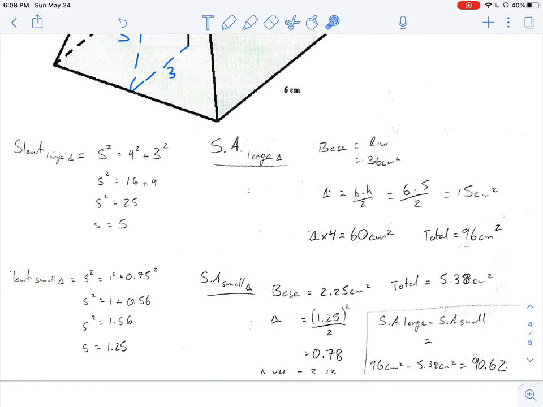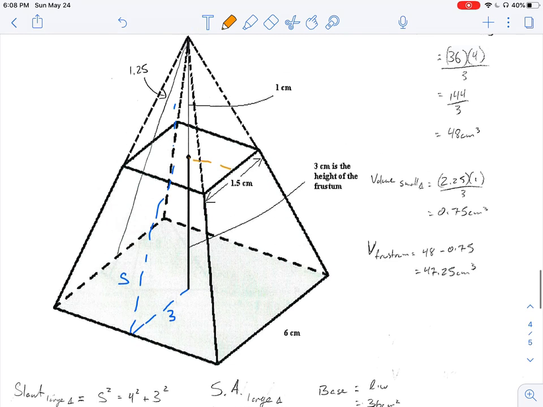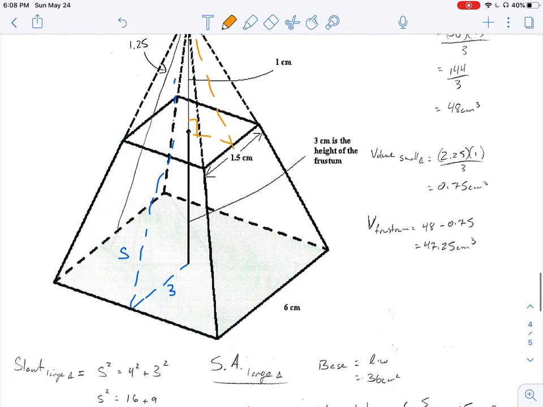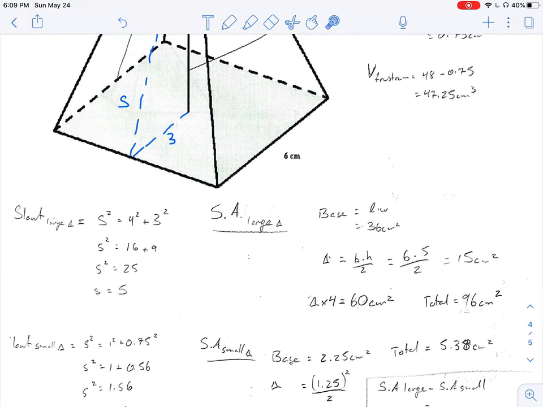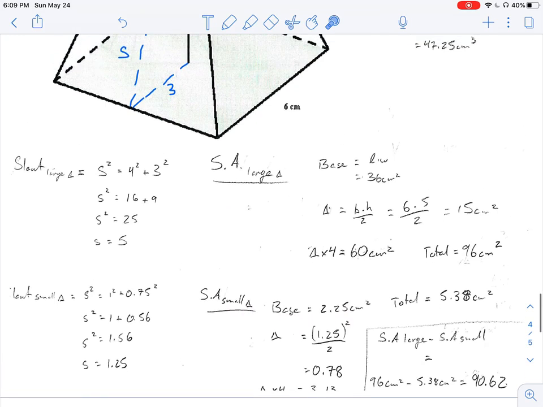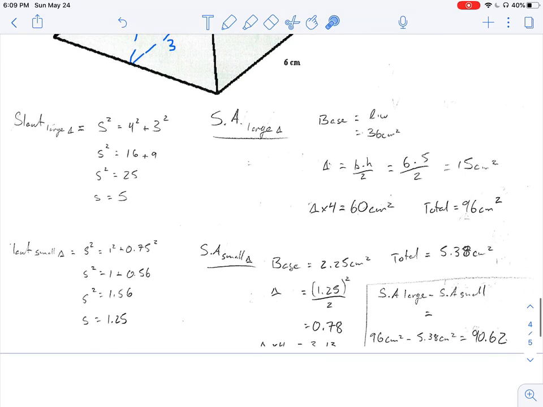Then we have the slant of the small. So the small slant here, I'll draw it with a different color. Orange kind of works. And then that slant like this. There we are. So we have 1 squared plus 0.75 squared, which would then give us a slant height of 1.25. The surface area of the small pyramid, the base is 2.25 centimeters squared, and so then we have 1.25 times 1.25 divided by 2, 0.78, right?